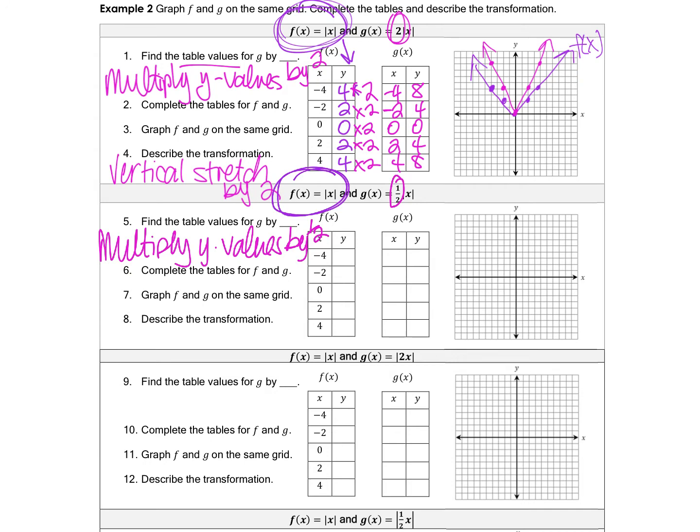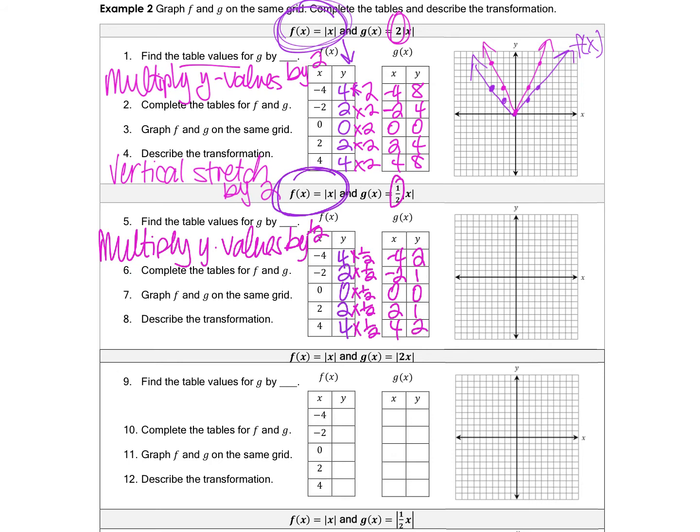So we're going to complete our table. We have just our parent function that we know those points for. And then my x values are not going to change, just carrying those over. My y values, however, are going to change. I'm having to multiply my original y's by a half, which is the same thing as dividing by 2. And that will give me my new y values. So 4 times a half, or 4 divided by 2, is 2. 2 times a half, or 2 divided by 2, is 1. 0 times anything is 0. That one doesn't change. 2 times a half would be 1, and 4 times a half would be 2.